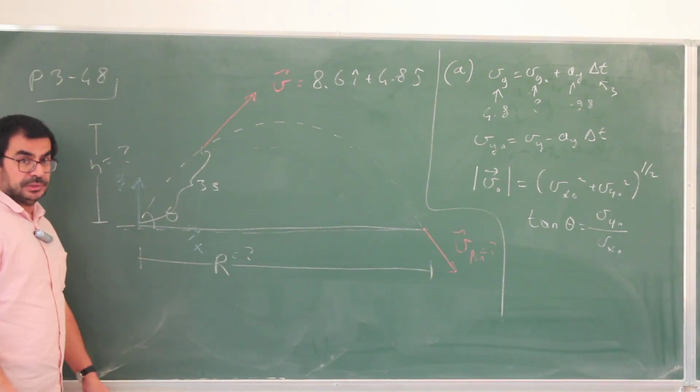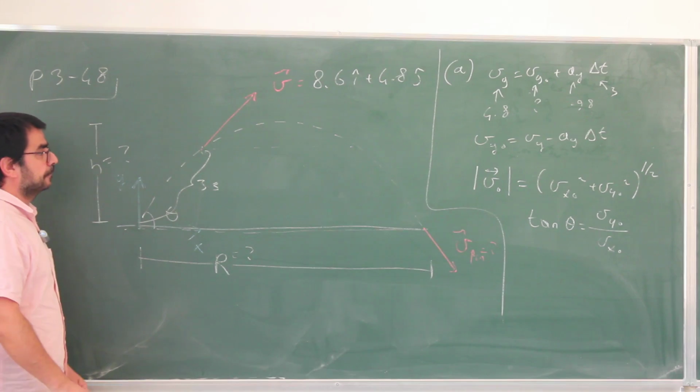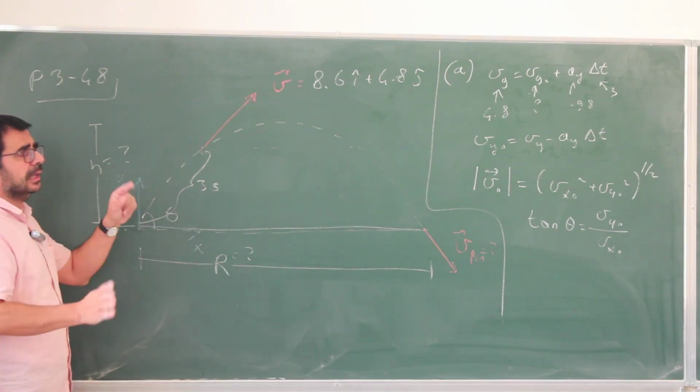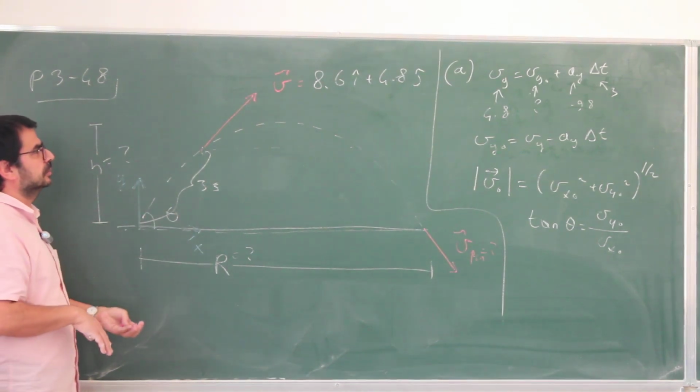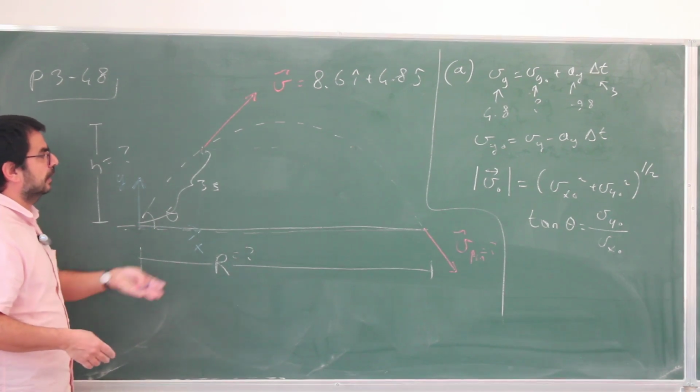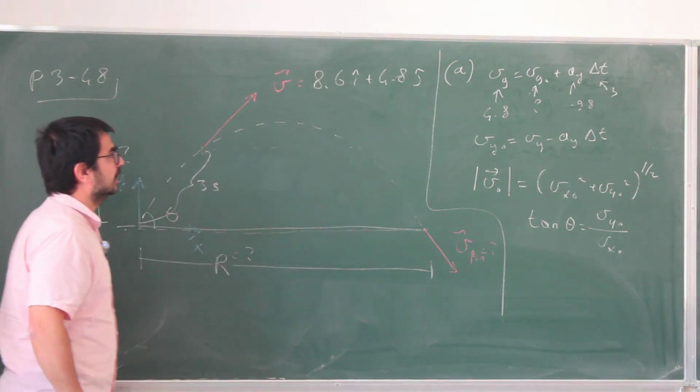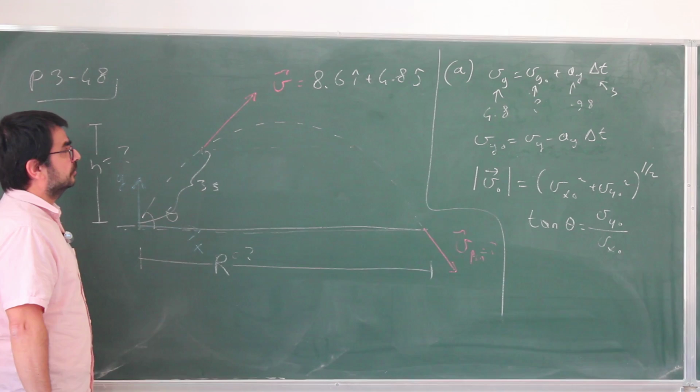and get your range that way. You don't have to use the range formula. Okay? But this is one way. I actually prefer not to use the range formula because I don't know it by heart, and you have to take an arctangent, something like that. You can easily calculate the total flight time and proceed that way.